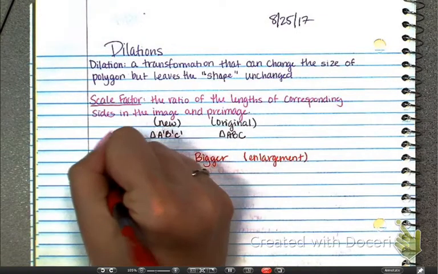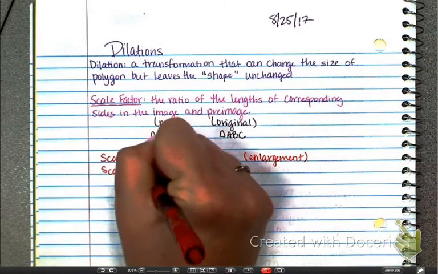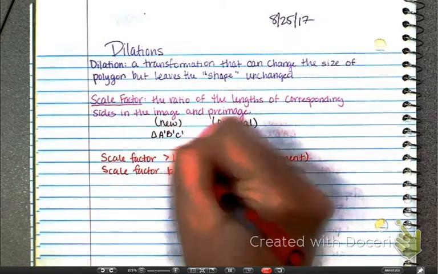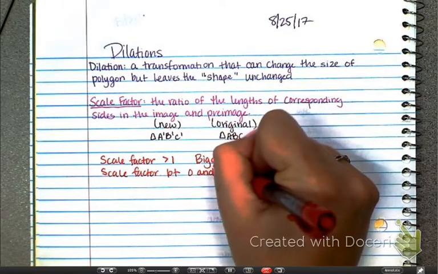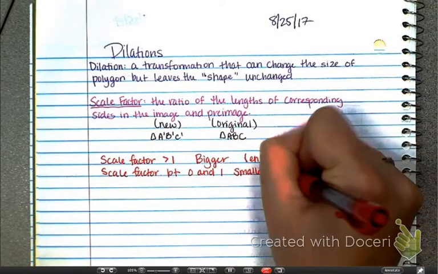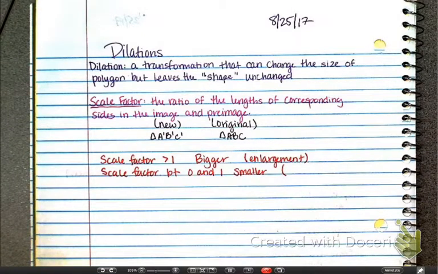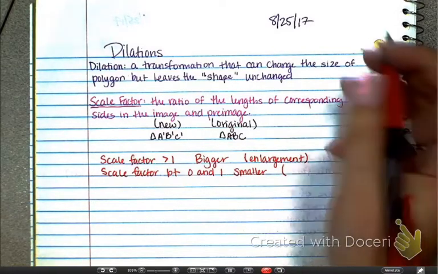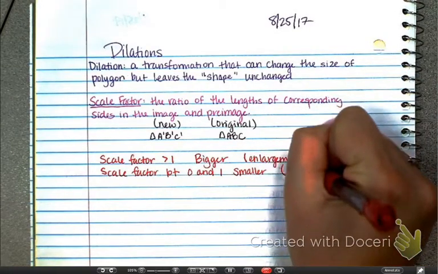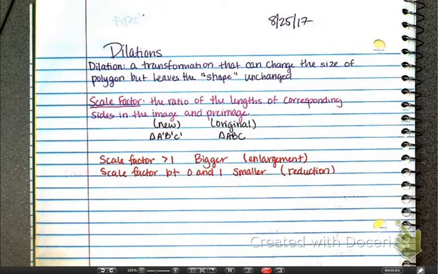If I have a scale factor between 0 and 1, my figure is going to get smaller. Does anyone know what that's called? It shrinks, yes. It's called a reduction. Okay, so you have enlargements and reductions. So again, if your scale factor is greater than 1, you're going to have an enlargement. If your scale factor is between 0 and 1, you're going to have a reduction.